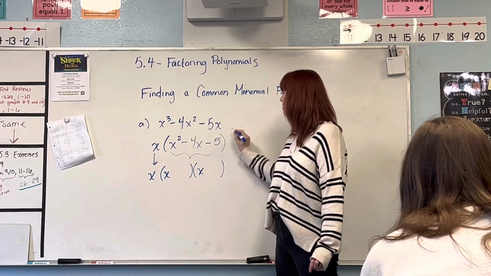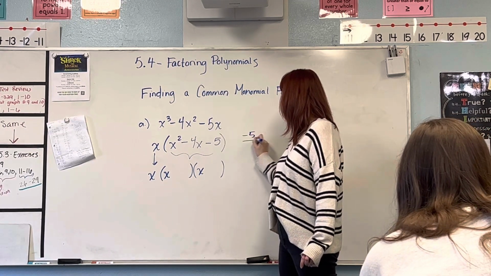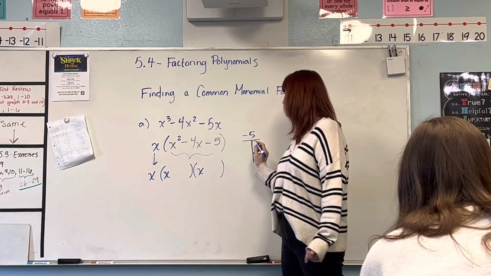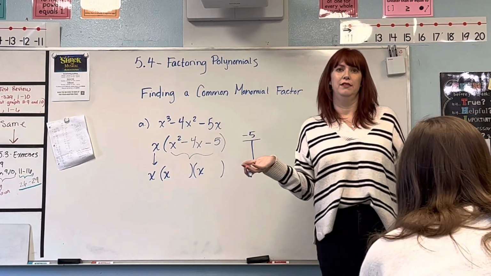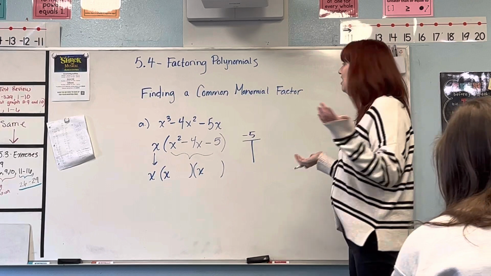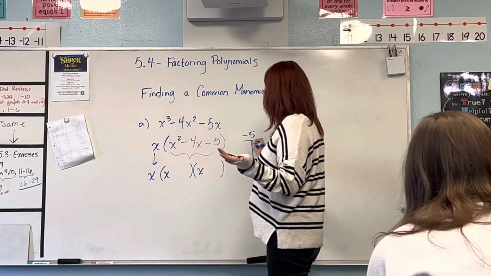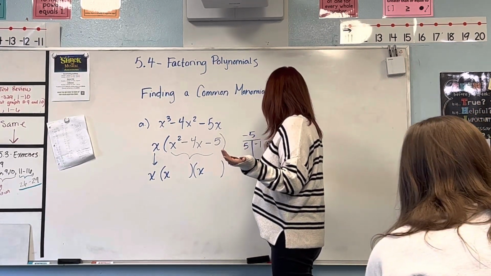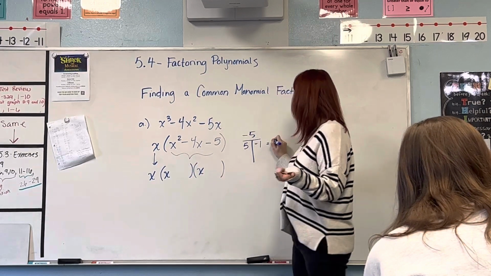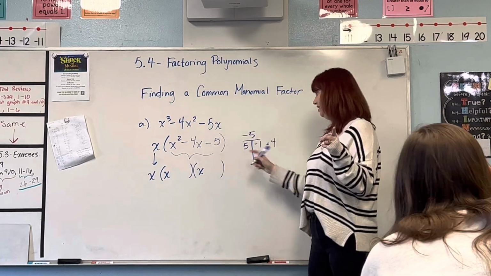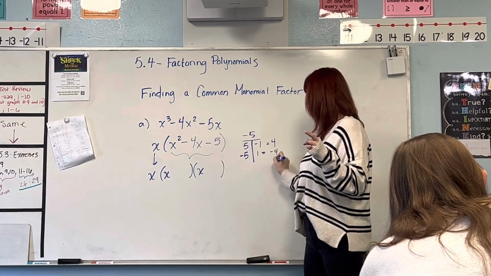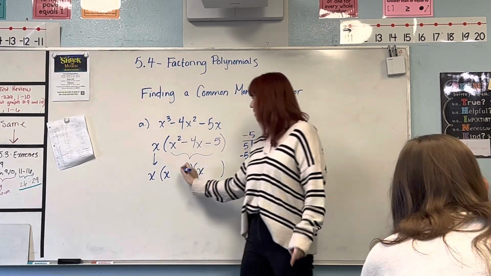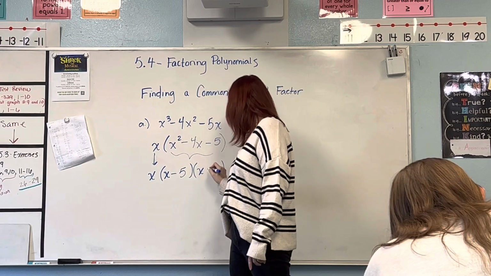So what multiplies to give me negative 5 but adds to give me negative 4? What are the factors of 5? It's 1 and 5. So if we do 5 and negative 1, we get positive 4. So flip it: let's do negative 5 and positive 1. That'll give us negative 4. Yes, that's the combo. So x minus 5, x plus 1.